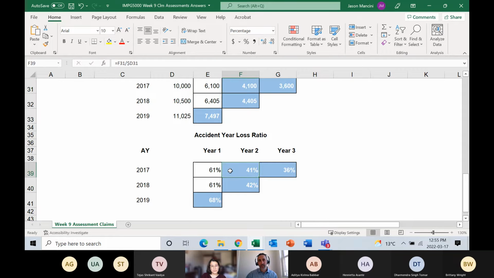This is the percentage. So this row here would all be divided by 2017 earned premium. And then you could see that my loss ratio originally was 761, and it actually ultimately goes to a much lower number.